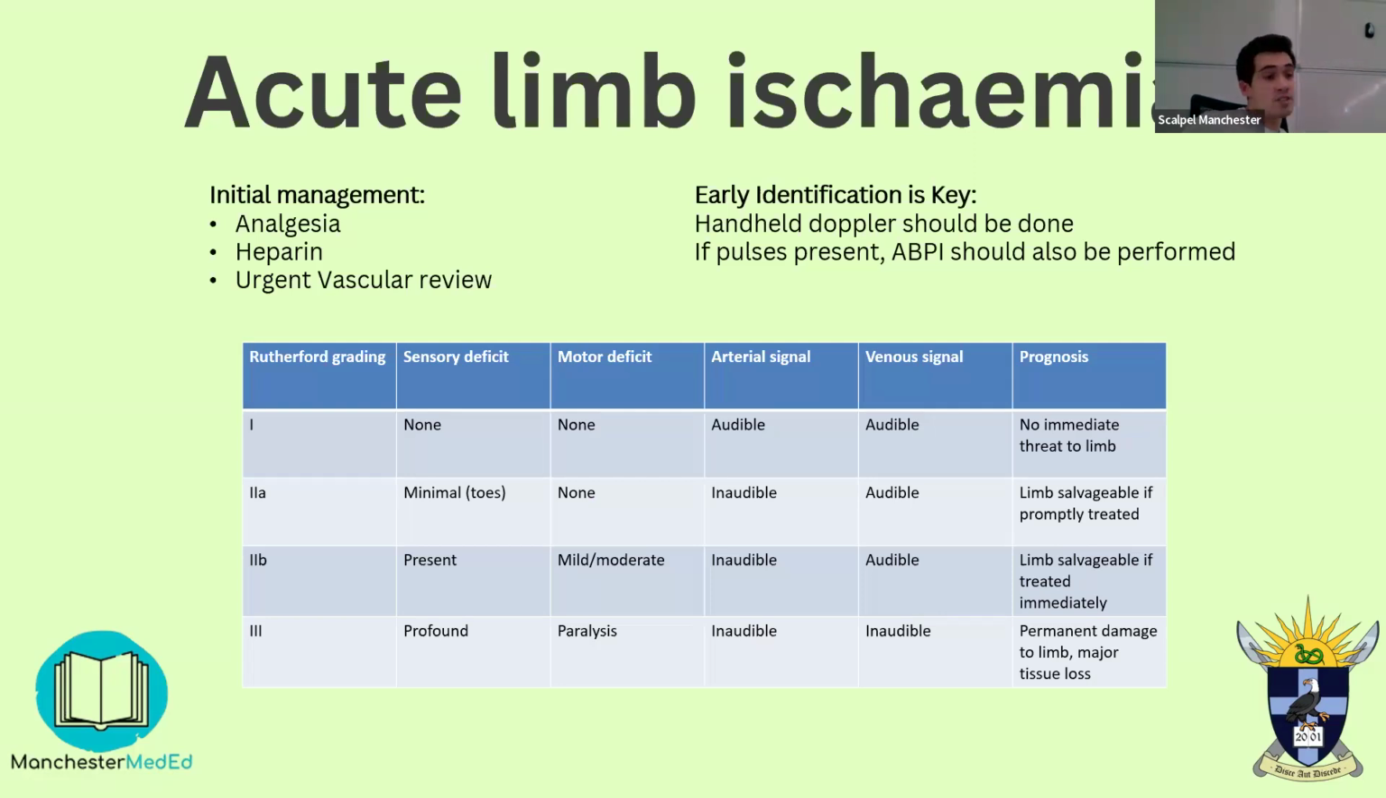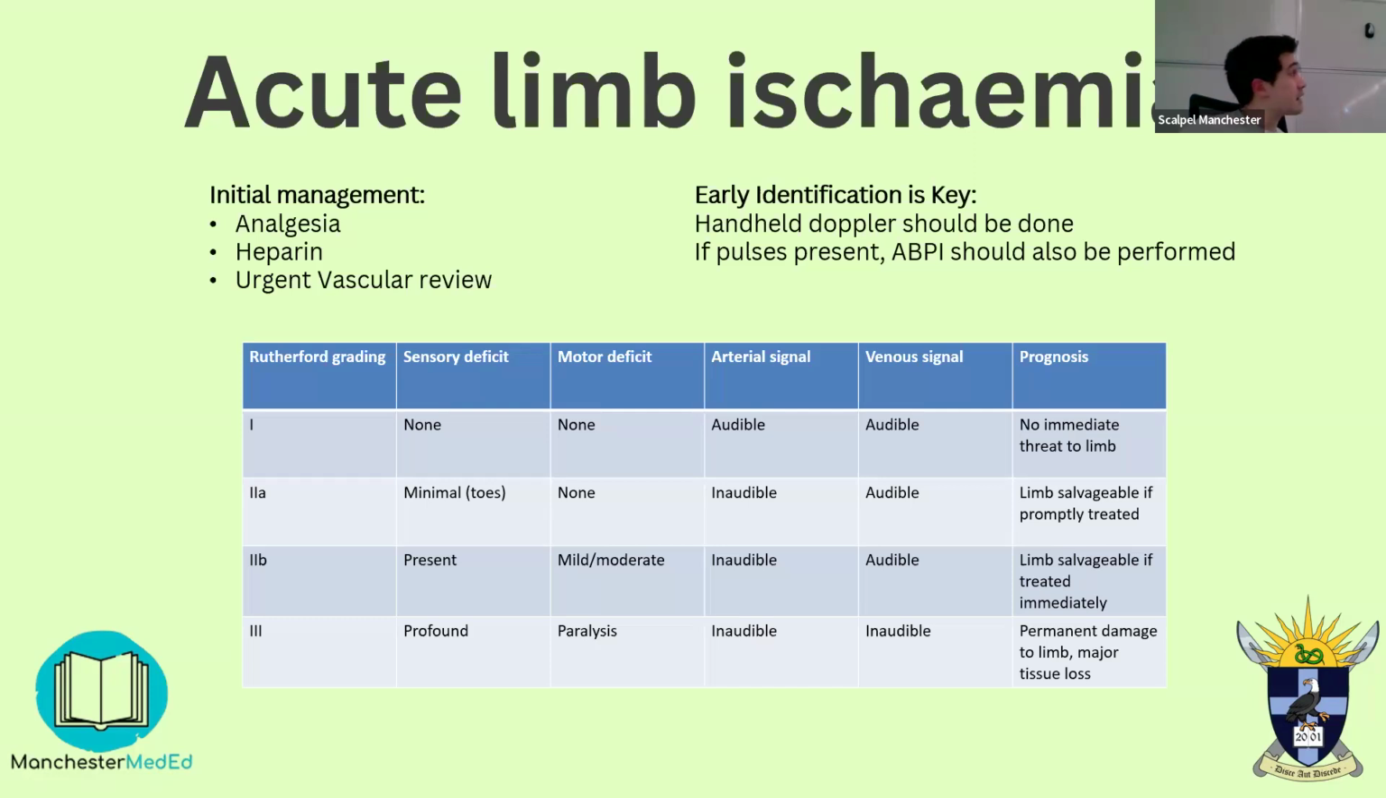There are 3 grades, with grade 2 being split into 2A and 2B. So grade 1 is mild: you've got no sensory deficit, no motor deficit. The arterial and venous signals are both audible on a Doppler, and there's no immediate threat to the limb. 2A, you've got minimal sensory deficit. There's no arterial signal, but there's no motor deficit, and the venous signal is still audible. This means the limb is probably still salvageable if you can treat it promptly enough.